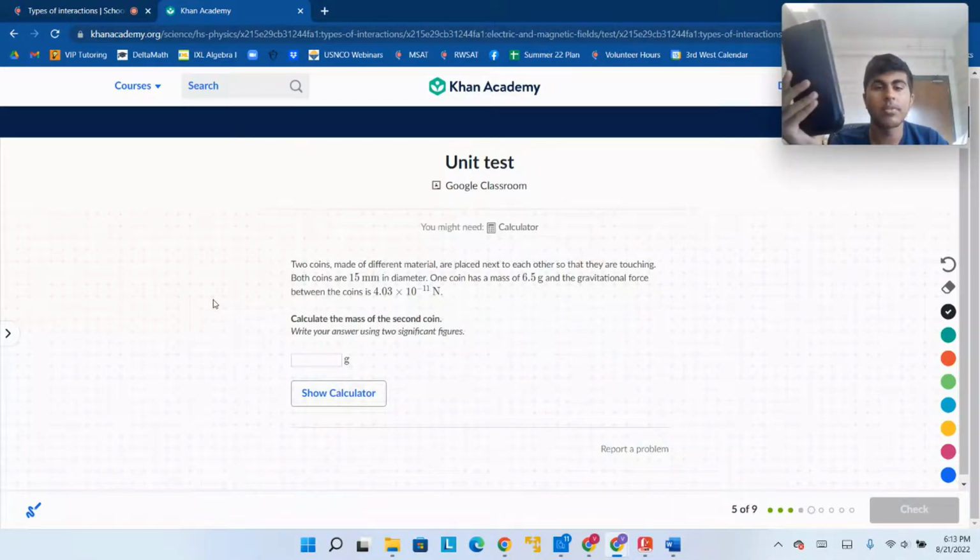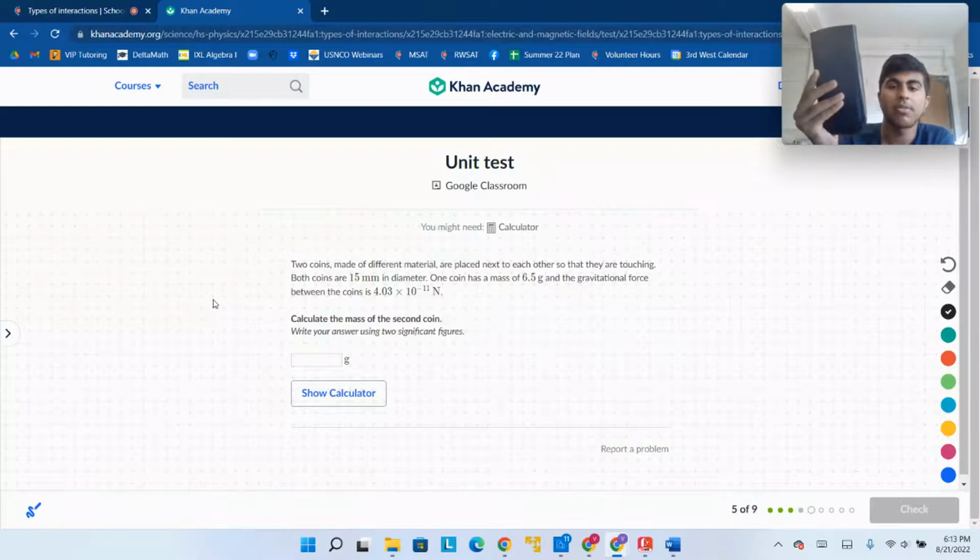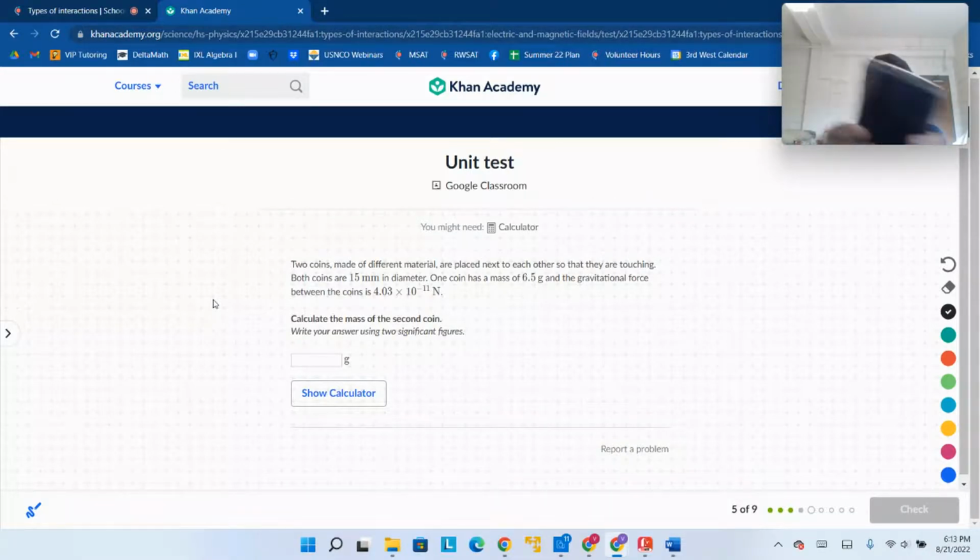Two coins made of different materials are placed next to each other so that they are touching. Both coins are 15 millimeters in diameter. One coin has a mass of 6.5 grams, and the gravitational force between the coins is 4.03 times 10 to the negative 11 newtons. Calculate the mass of the second coin. Let's see. So the coins are touching. Each coin is 15 millimeters in diameter, or 7.5 millimeters radius. So the distance between their centers is going to be the 15 millimeters again, or 0.015 meters.